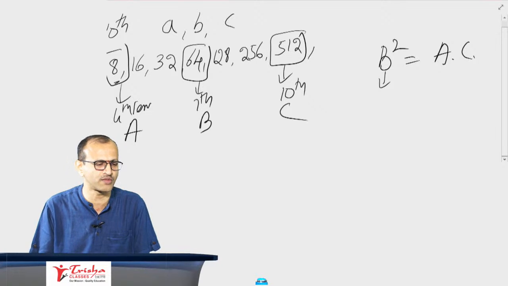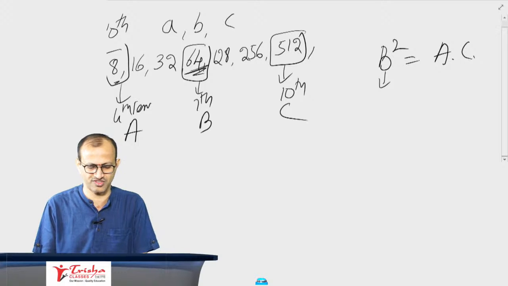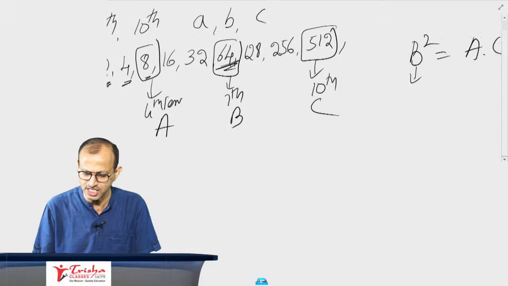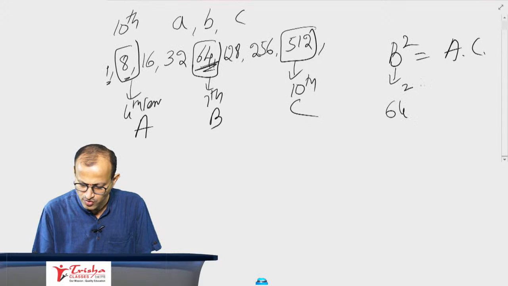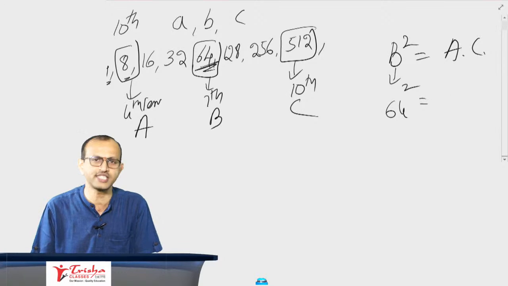No response from you. What is the value of B here? Where are you, boys and girls? B is 64. 64 square, they say, is equal to A into C. What is A?